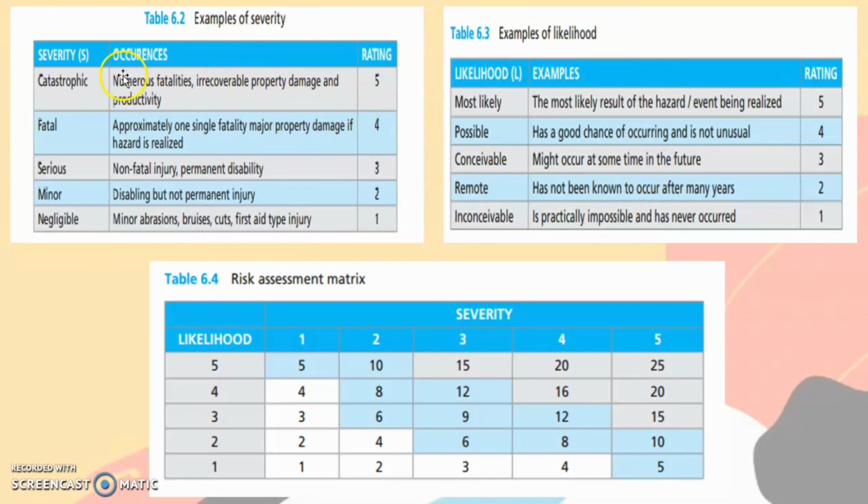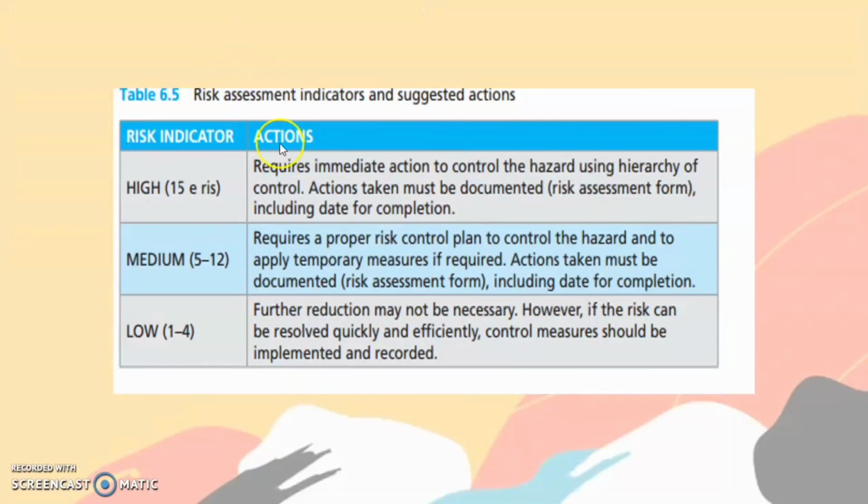So the severity is 4, fatal; it may cause fatalities to the surveyor or instruments. For the risk assessment matrix, the likelihood is 5 and the severity is 4, which is 20. So it is considered a high risk. In the next slide, this is the risk assessment indicator and suggested actions. So our activity is 20. The risk is 20 and it is high.